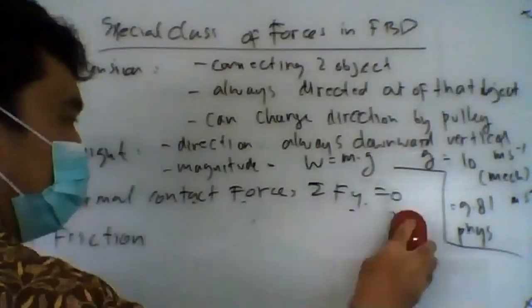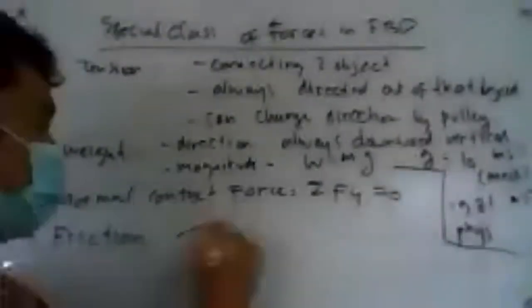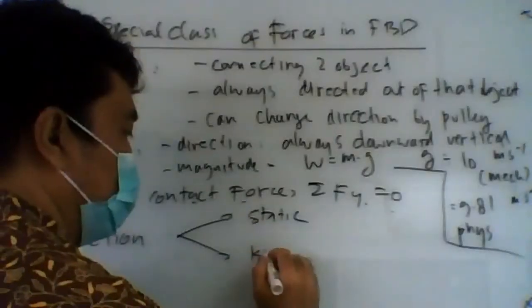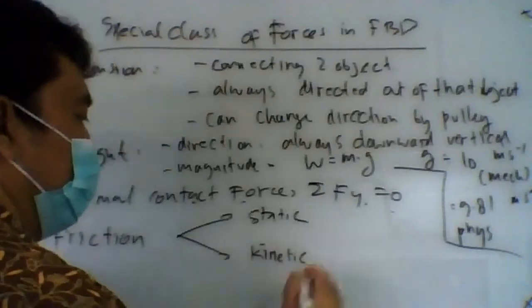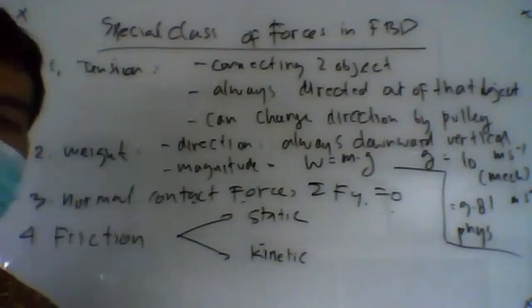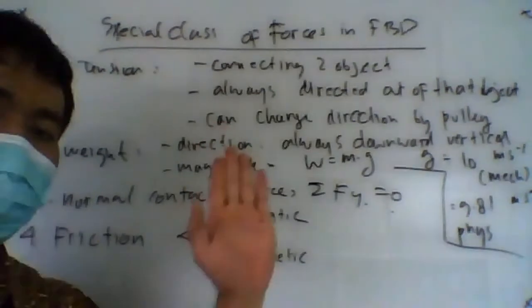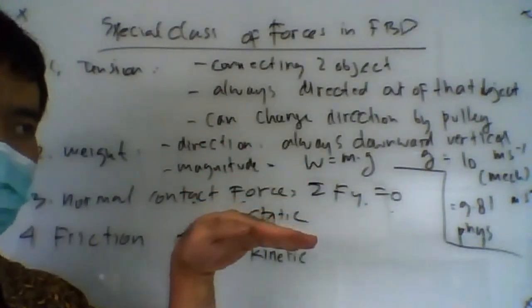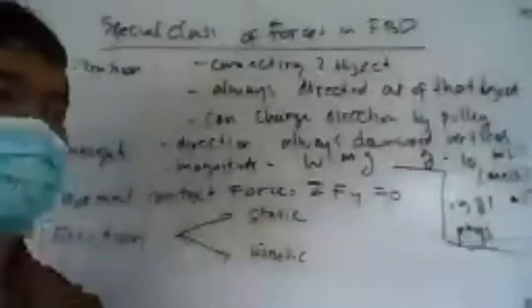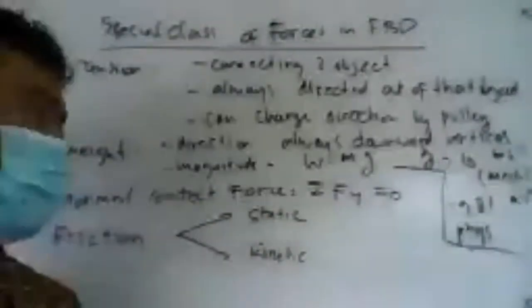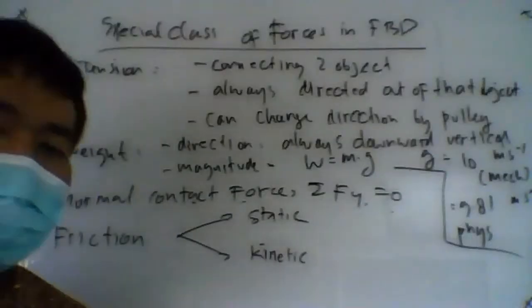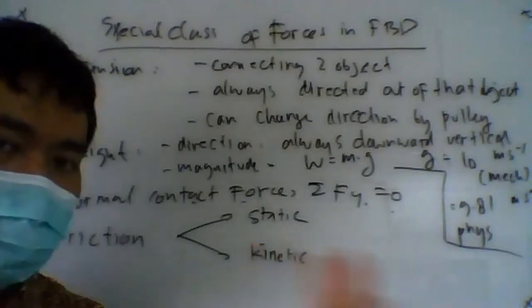The last one of our series of important forces is friction. Friction has two types, static and kinetic. Static friction is the friction you have when an object is not moving. The object is initially at rest and we try to push it. Now, the friction force is going to increase depending on the push we apply.